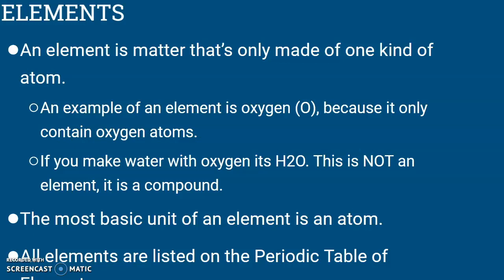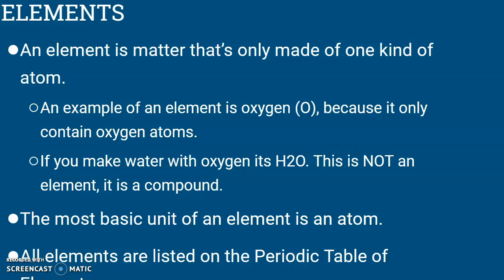Another example, like gold, for example. If I have pure gold, gold is an element. If I break gold down to its smallest piece, it is one atom of gold. I add a whole bunch of atoms of gold, and it gives me a whole bunch of gold, which is an element on the periodic table. Again, the most basic unit of an element is the atom.